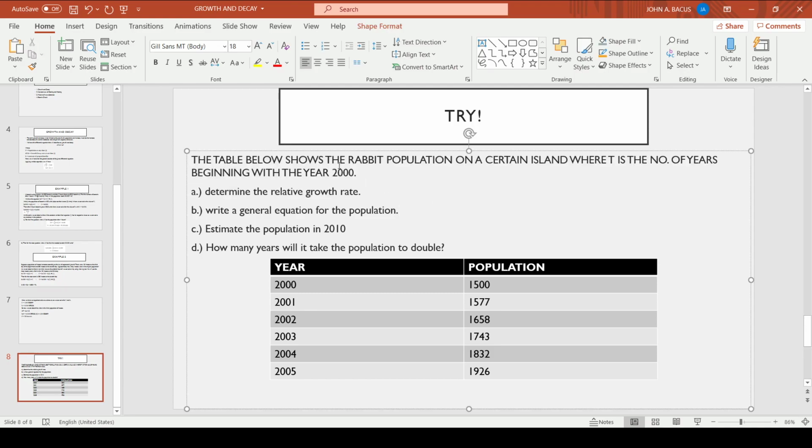For your seat work, please answer this one. The table below shows the rabbit population on a certain island where T is the number of years, beginning with the year 2000. Determine the relative growth rate and the general equation for the population. Guys, I recommend that in the general equation, you simplify. And then estimate the population in 2010 and how many years it will take the population to double. So please answer it, and I will upload an assignment tab on your Blackboard.